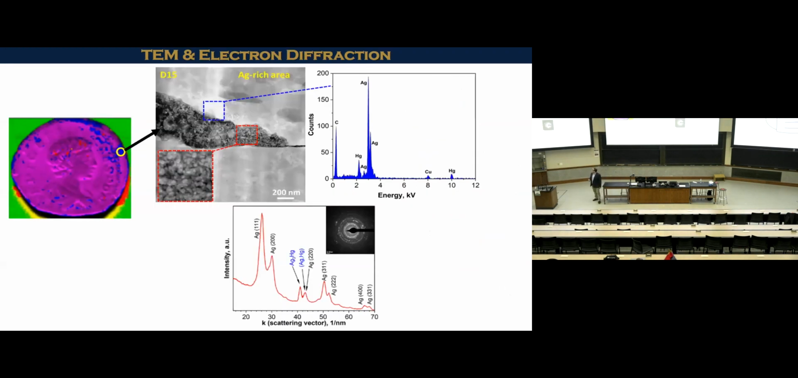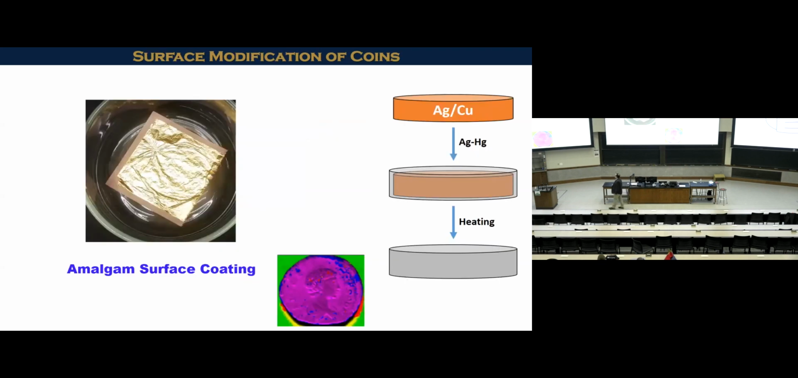What we get from here, for this specific coin from this area, is this interesting microstructure. And looking at these areas, we found lots of mercury. The other technique, inside the microscope, allowed us to determine that we have a silver mercury alloy, which is amalgam, silver amalgam. And what we think is how they managed to do it.